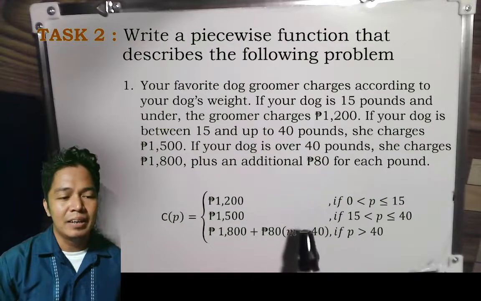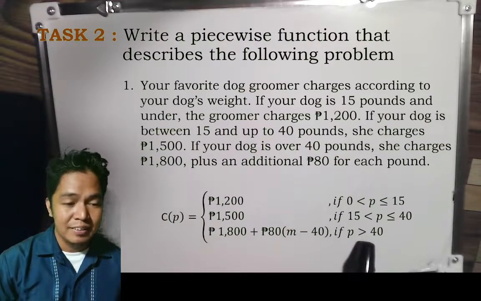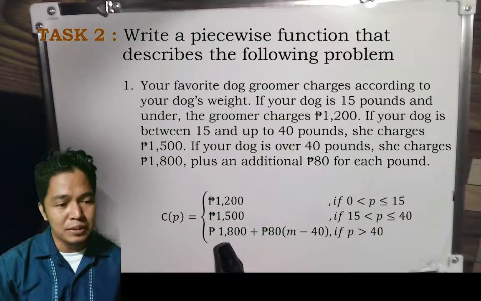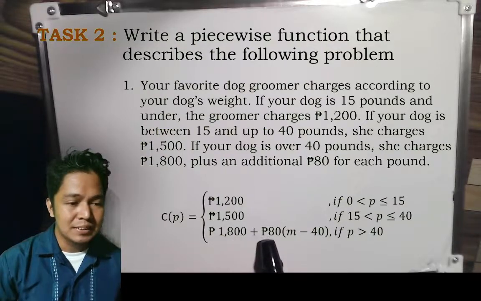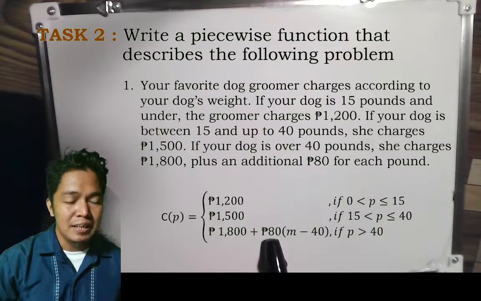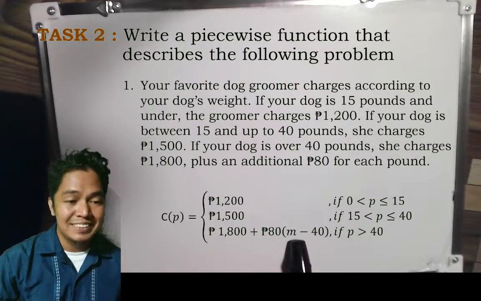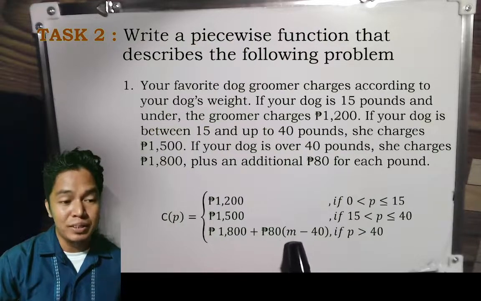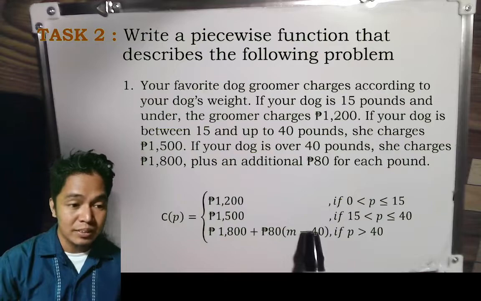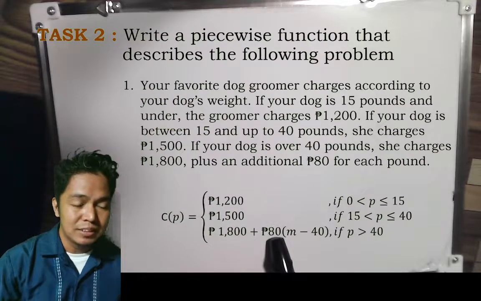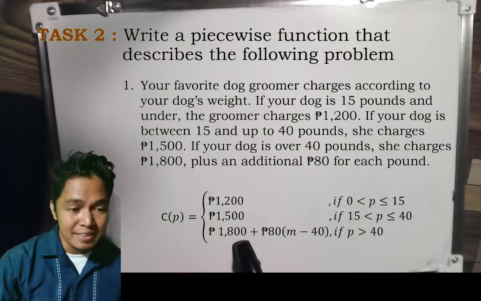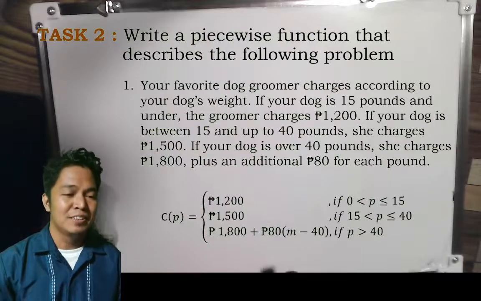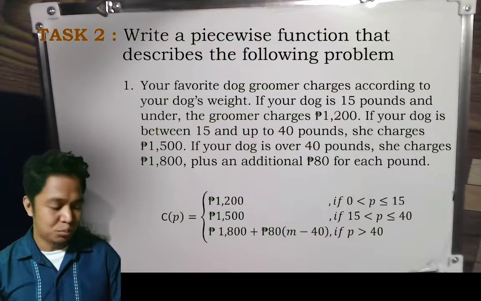If naman ang aso ay greater than 40 pounds, then you will be paying 1,800 plus an additional 80 pesos for each pound exceeding 40 pounds. Okay, so ibig sabihin pag 41 minus 40, that is 1 times 80 pesos. So that is 80 plus 1,800, that is 1,880. Okay, so that is for example number 2.